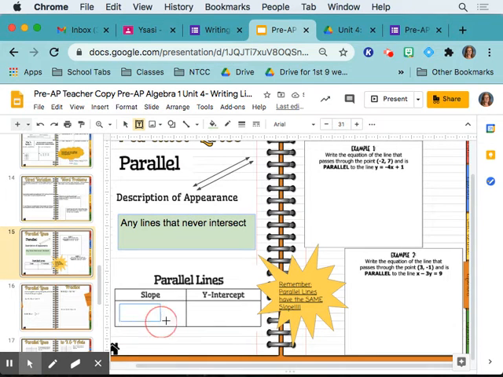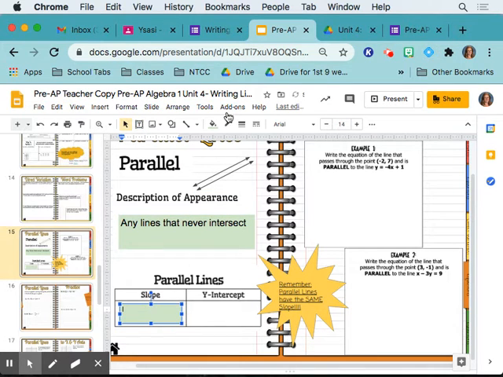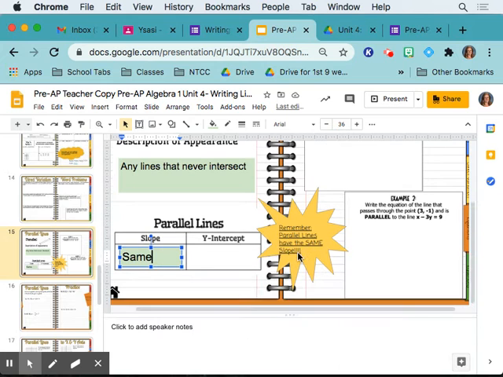Okay, so let's go ahead and write about slopes. I'm going to make this bigger. Parallel lines have the exact same slope. One is not steeper than the other. They have the exact same steepness. The thing that is different about parallel lines, though, is that their y-intercept will be different.